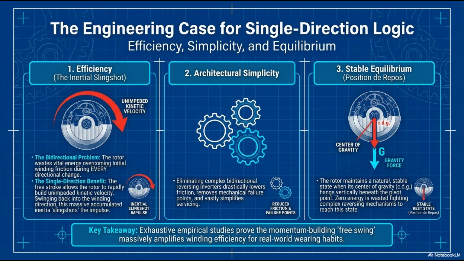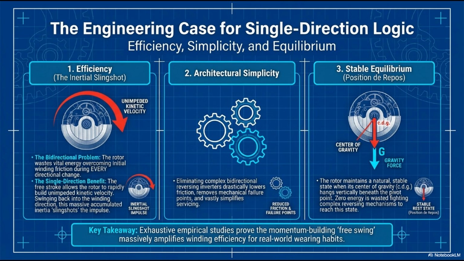The free stroke allows the rotor to rapidly build completely unimpeded kinetic velocity. When the wrist eventually flicks it back into the winding direction, this massive accumulated inertia slingshots the impulse into the gear train with devastating force, easily overcoming mainspring resistance.